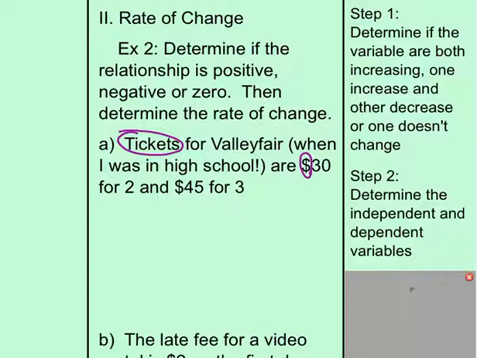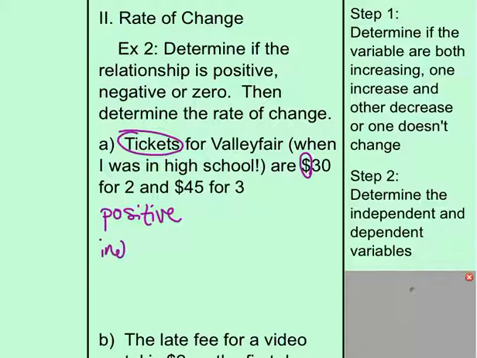All right, so determine if the variables are both increasing. From 30 to 45 is an increase, and from 2 to 3 is an increase. They are both increasing, so the relationship is positive. The more tickets you buy, the more you pay. Okay? And then determine the independent and dependent variables.